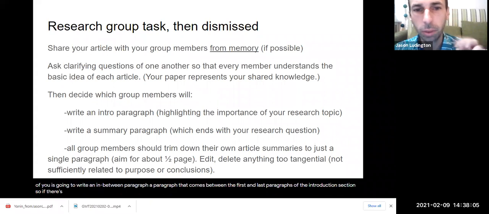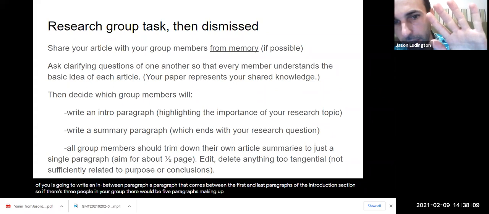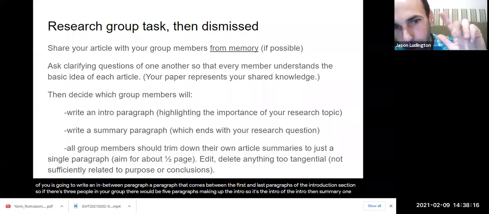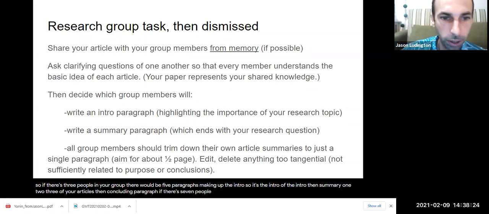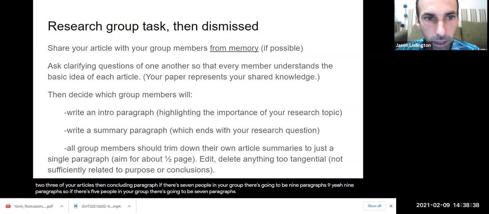So if there's 3 people in your group, there would be 5 paragraphs making up the intro. So it's the intro of the intro. Then summary 1, 2, 3 of your articles. Then concluding paragraph. If there's 7 people in your group, there's going to be 9 paragraphs. If there's 5 people in your group, there's going to be 7 paragraphs. Any questions?